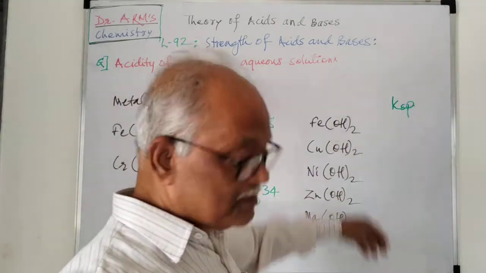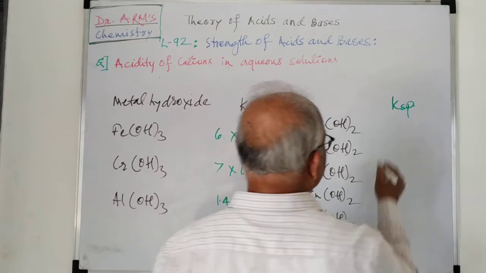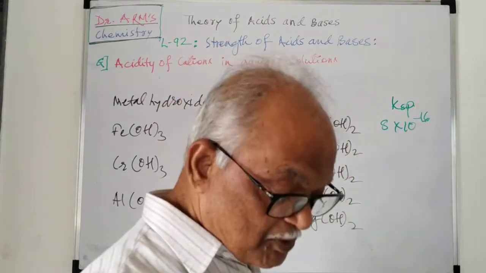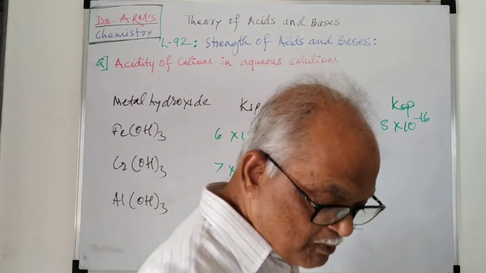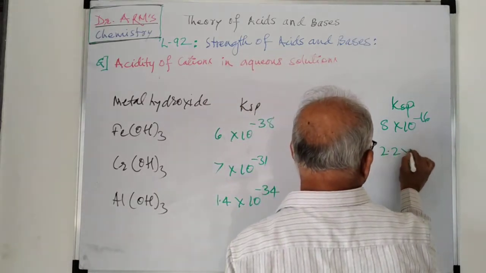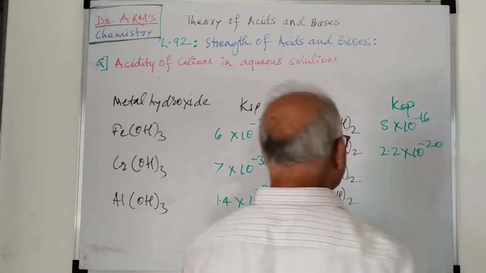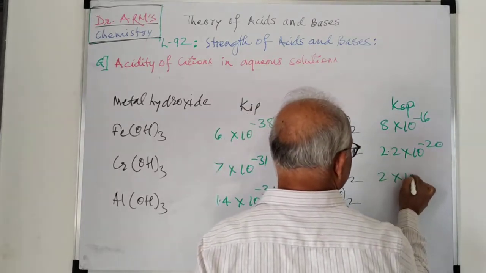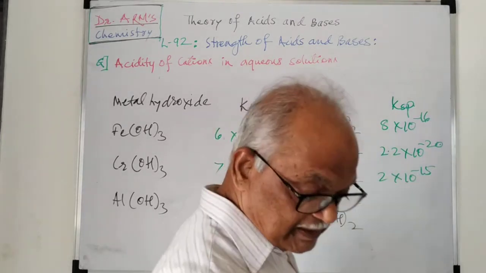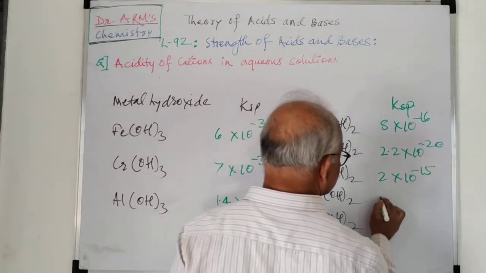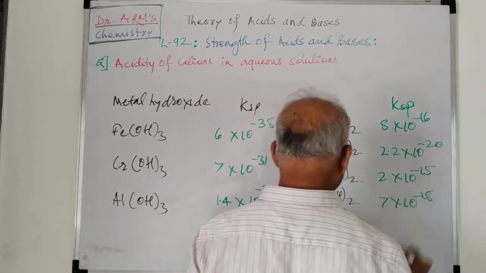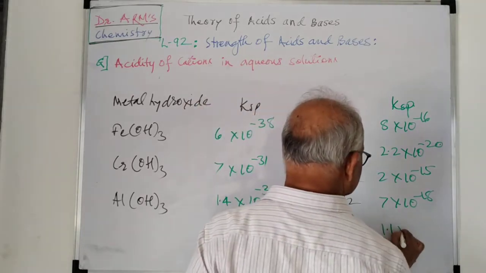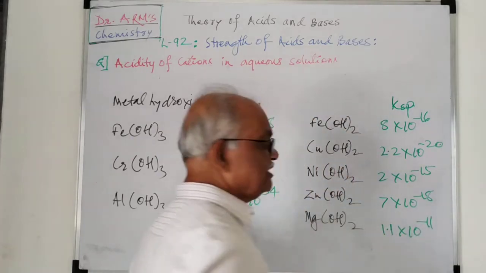So the Ksp values of these are like this: 8 into 10 raised to minus 60. In case of Cu(OH)2, it is 2.2 into 10 raised to minus 20. In case of nickel, it is 2 into 10 raised to minus 50. In case of zinc, it is 7 into 10 raised to minus 80. In case of Mg(OH)2, it is 1.1 into 10 raised to minus 11.